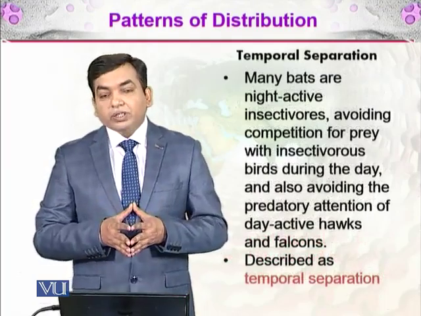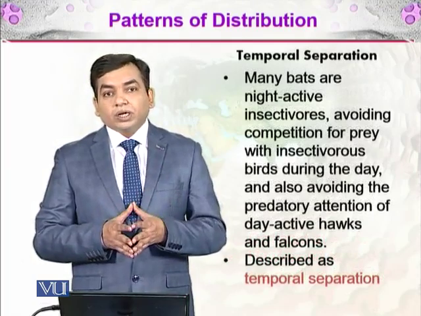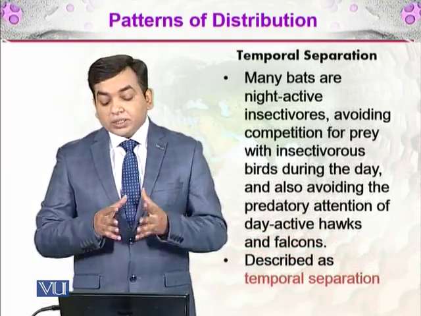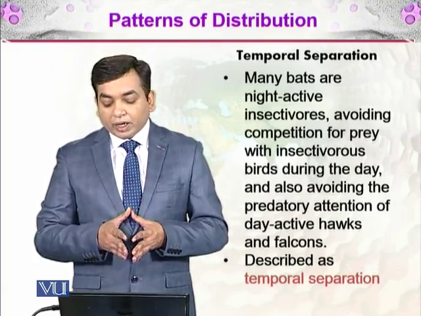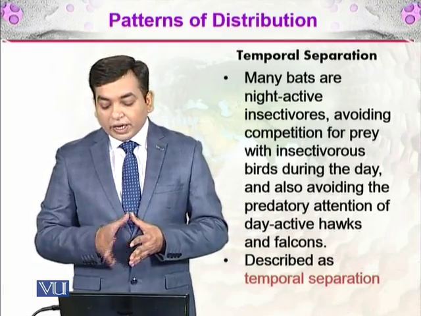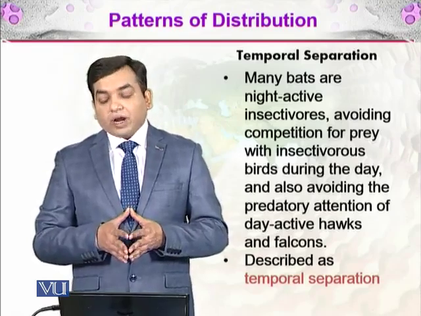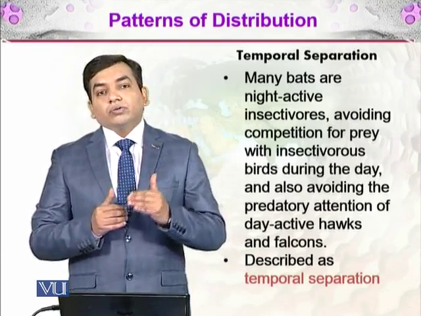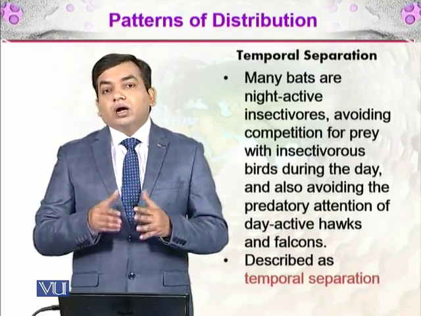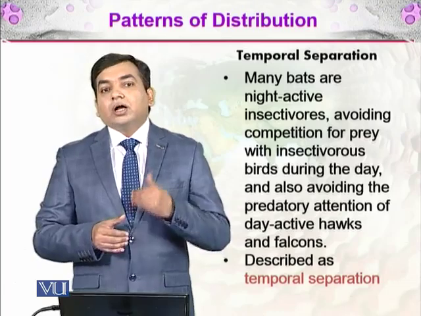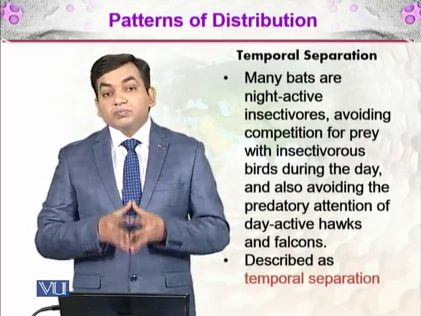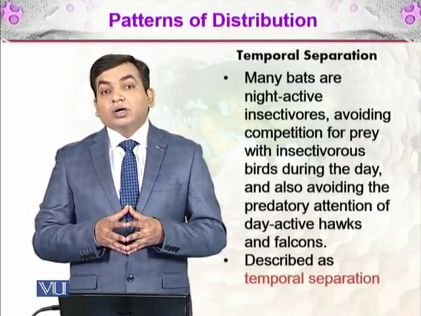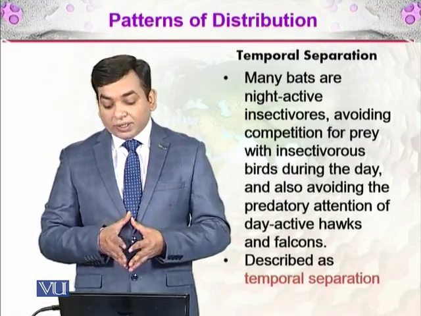And then there is temporal separation. Wherever the word temporal comes, that means related to time. So many bats are night-active insectivores, avoiding competition for prey with the insectivorous birds during the day, and also avoiding the predatory attention of day-active hawks and falcons. And it is described as temporal separation. So according to the time, they are changing their behavior. They are hunting at night, not in the day, because in the daytime they would have competition from the insectivorous birds. Not only this, but they would also have a higher probability of being hunted by the hawks.